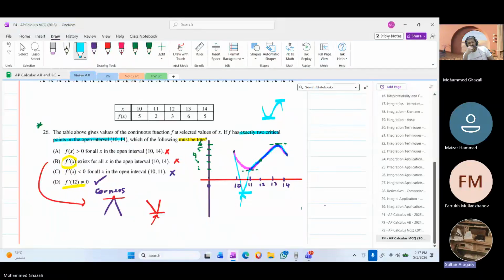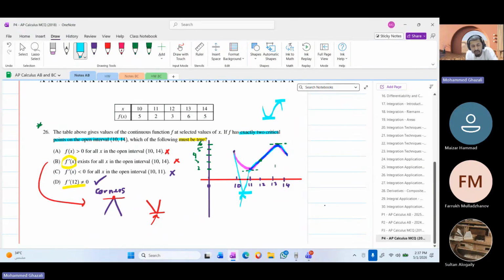How about C? C is the same thing. What they said between 10 and 11... Oh, no, what they said between 10 and 14, f prime exists, not necessarily because of corners. F prime, I can have between 10 and 11. They said it's only negative, not necessarily, because I can go down and then up. You can see I have a positive slope as well. I can make a graph with a positive slope.